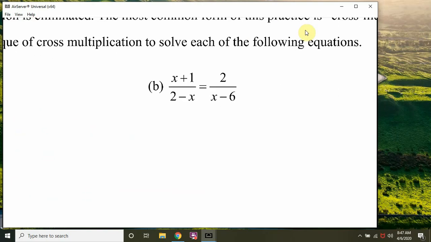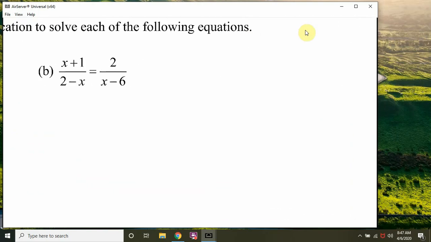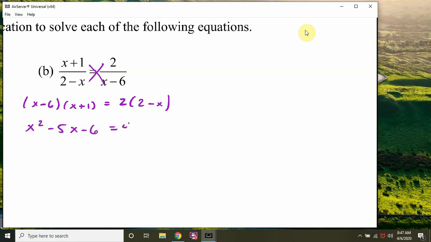Similarly for part B, let's take a look at this. Again, let's set up with parentheses to do the cross multiplication. On the left, we'll be careful, double distribution here, or FOIL. We're going to end up with x squared, plus x and minus 6x, so minus 5x, and a minus 6, and 4 minus 2x. This time we have a quadratic equation. We'll set it equal to 0 and solve.